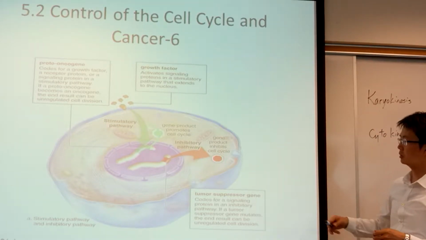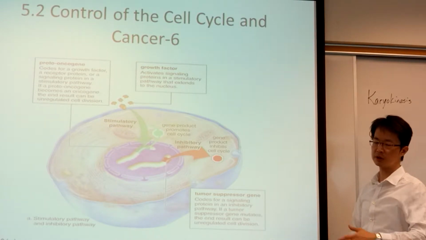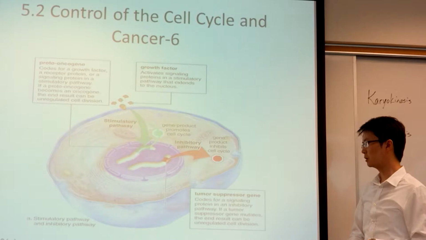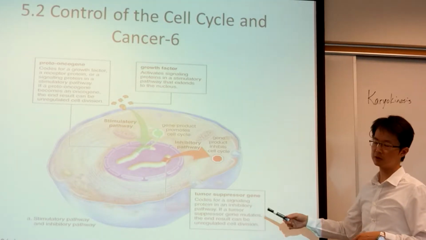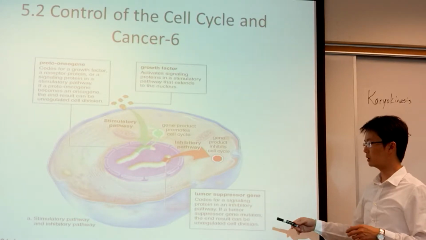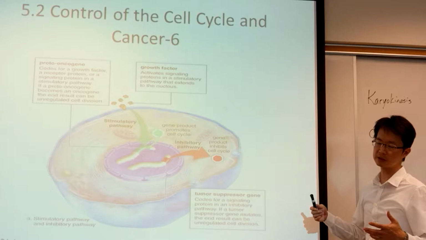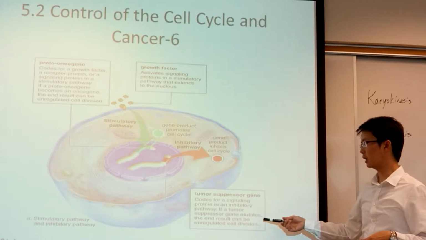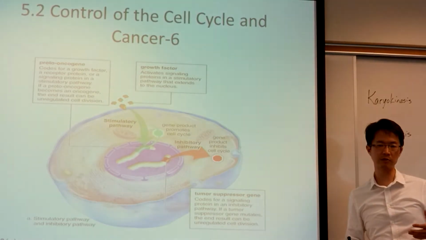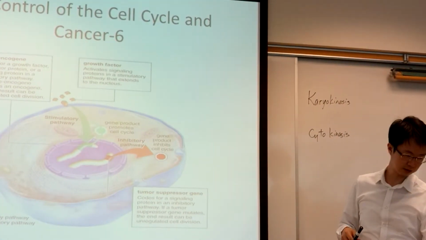So I want to emphasize this one term, tumor suppressor gene. As the name suggests, this gene suppresses the tumor in an inhibitory pathway. If the tumor suppressor gene is mutated, or if for any reason it doesn't work, then the end result may be unregulated cell division. Unregulated cell division, what does it ring a bell to in your head? They are basically cancer.